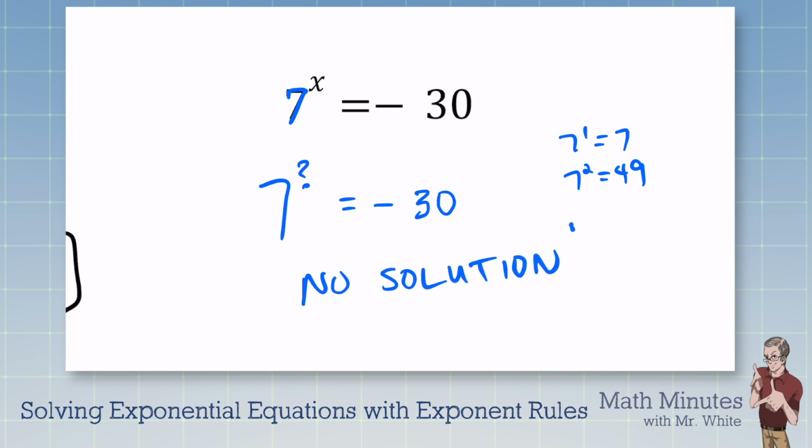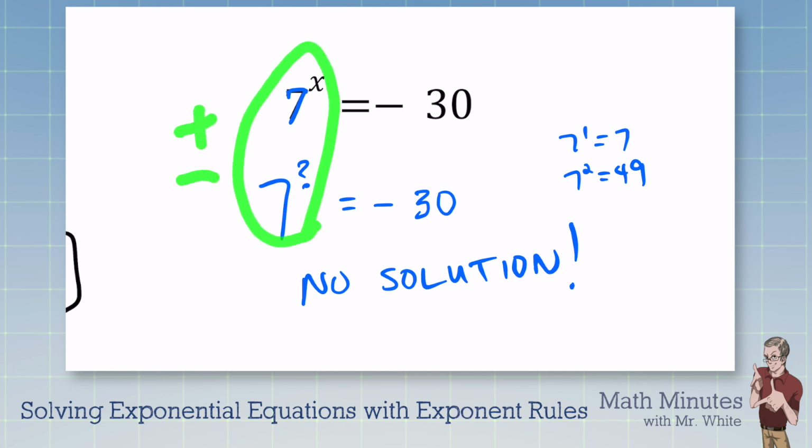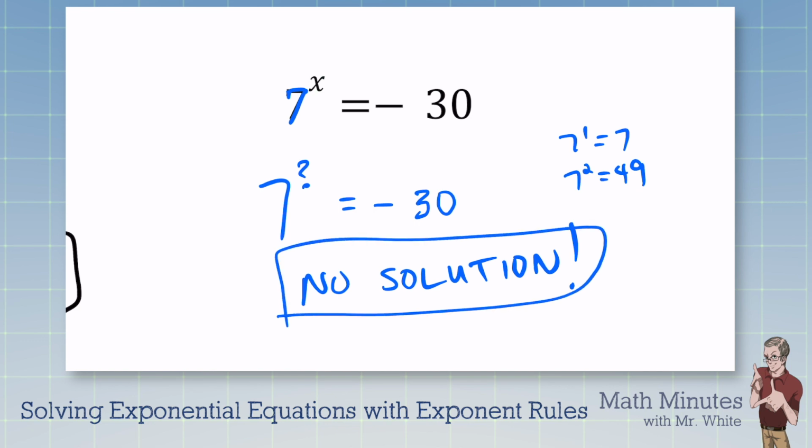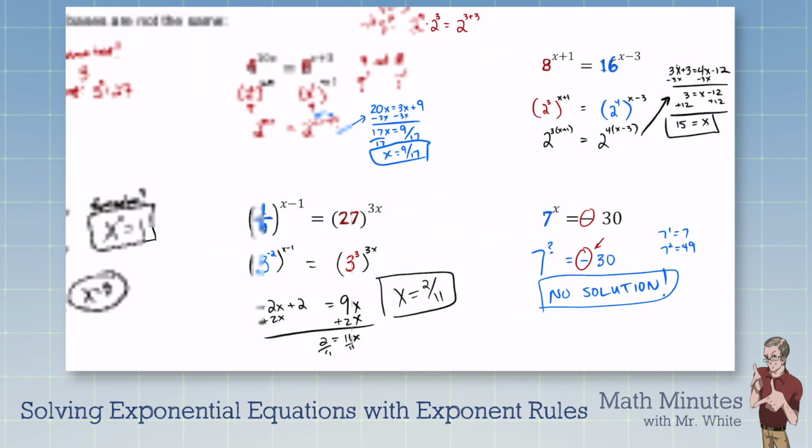No solution. Why? The right side is always positive. If you take 7 to the first power, 7 to the second power, 7 to the negative fifth power, it's all positive all the time. Remember, negative exponents don't make negative answers. So this answer is no solution, and it was because of the negative here. The negative in the front doomed this problem from the beginning. There is no solution to this.